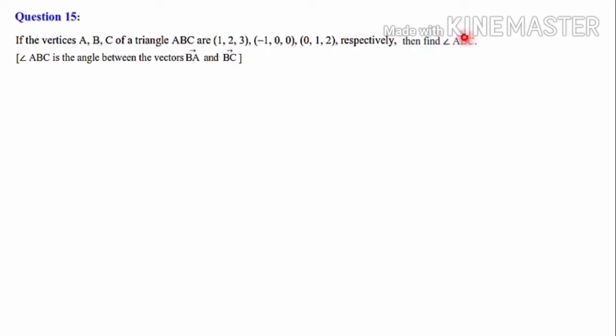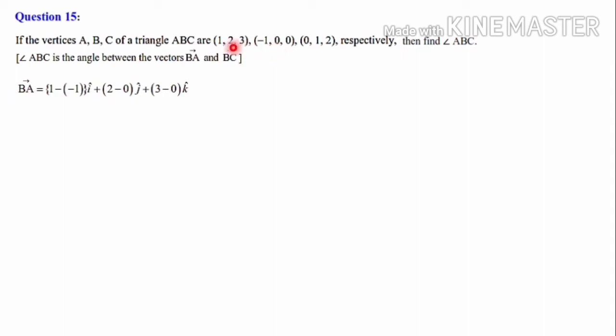It is quite clear, B is in between A and C, so the angle B is between the vectors BA and BC. So here, by using the dot product formula, that is vector A dot vector B is equal to modulus of vector A into modulus of vector B into cos theta, we can find out the value of the required angle. For that, first of all, we have to calculate vector BA.